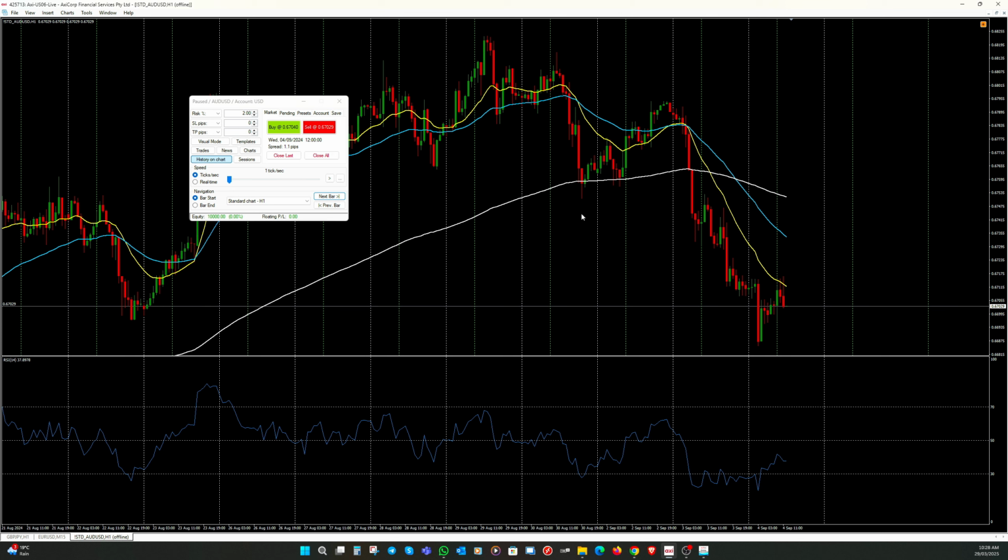So we've got a 15 pip stop loss. We're doing 1.5, so 15 and 8 is 23. And I'm adding 1 extra pip to make that 24 for the take profit. And that is just to cover the cost of commissions.